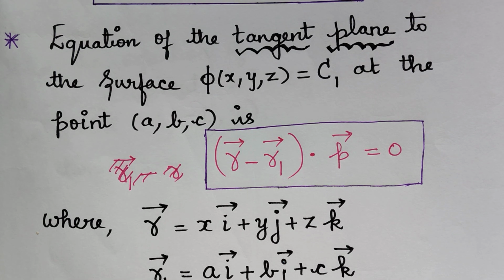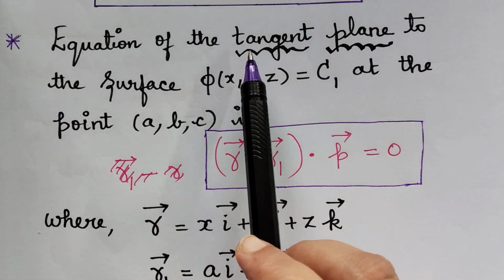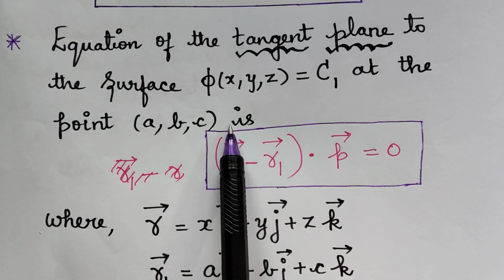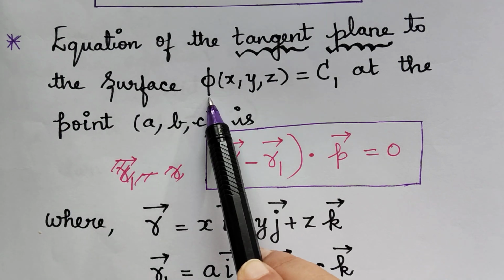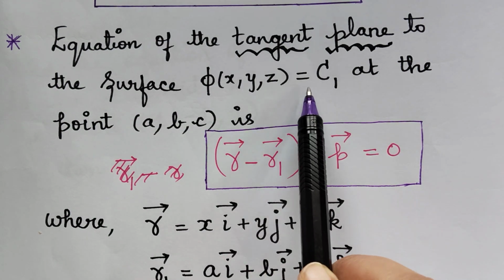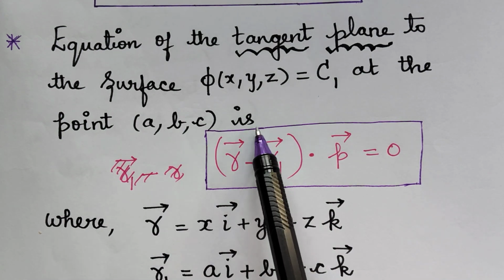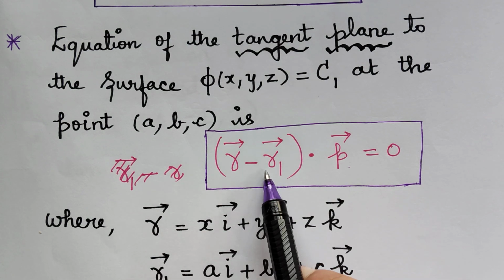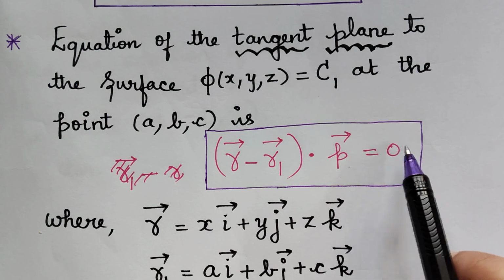Dear students, under the topic vector differentiation, we are going to learn how to find the equation of the tangent plane to a given surface at a given point. So the equation of the tangent plane to the surface phi of x comma y comma z equal to c1 at the point a comma b comma c is given by the dot product of r vector minus r1 vector with p vector is equal to 0.